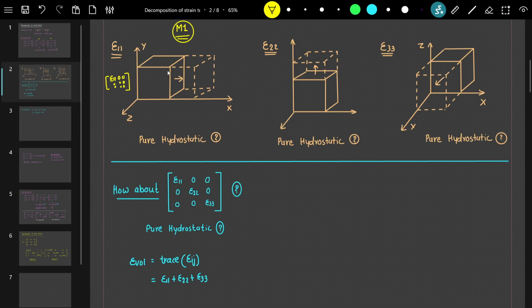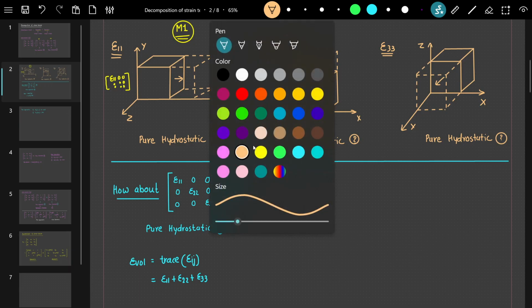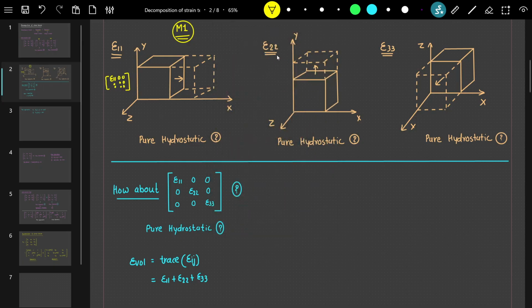Epsilon 1 1 looks like the deformation something like this. Let's take a very simple cube structure or infinitesimal volume element. Let's take it is of the shape cube, and epsilon 1 1, if we say it looks something like this. This face just deforms by some magnitude only in x direction. So this is epsilon 1 1, and similarly epsilon 2 2, this face deforms in y direction. This is x, y and z. So this face moves in y direction. So this is epsilon 2 2. This is pure strain in epsilon 2 2, whereas this strain state is just pure epsilon 3 3.